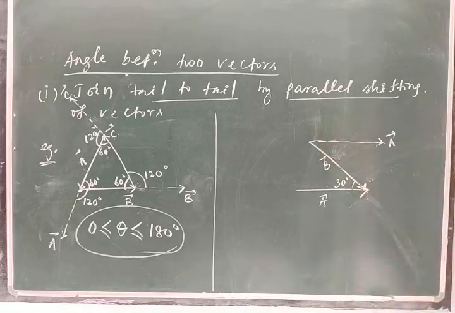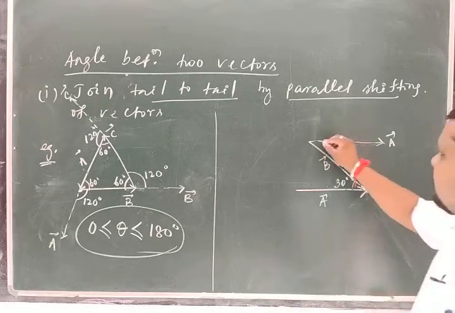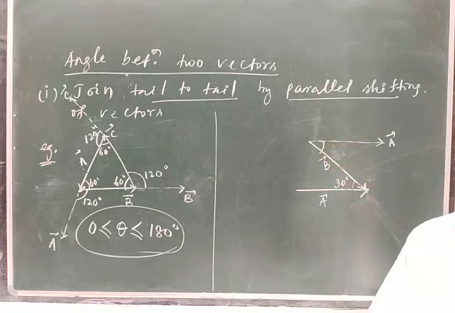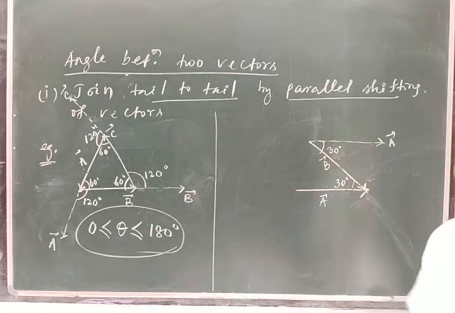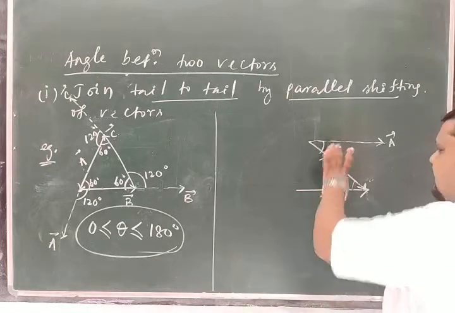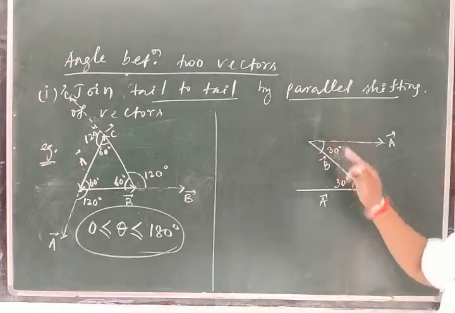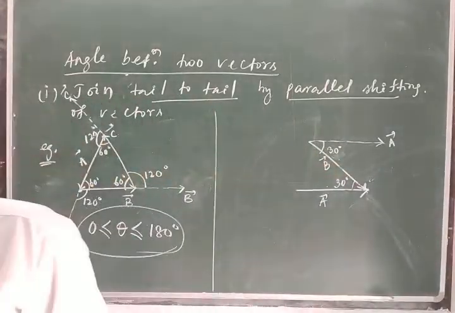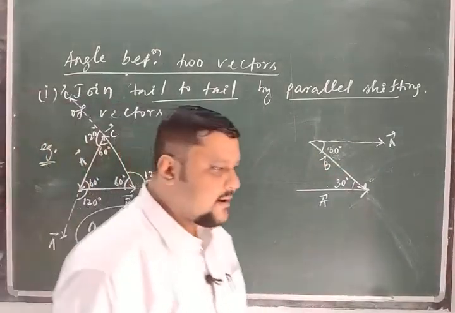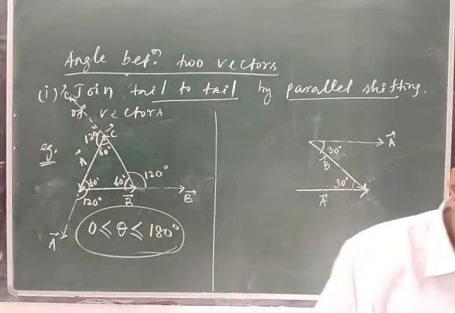If this angle is 30, then what about this angle? This is also 30, because these are parallel, vector A, vector A. So this angle is 30. In that way, we can play with how to find the angle between two vectors.